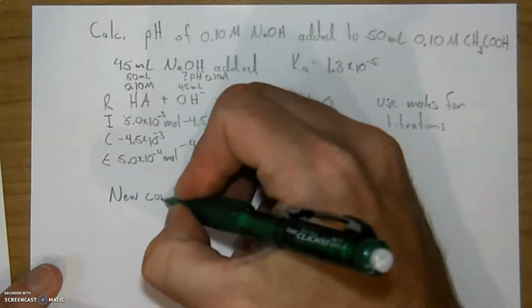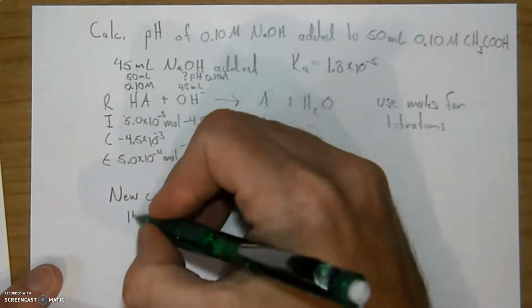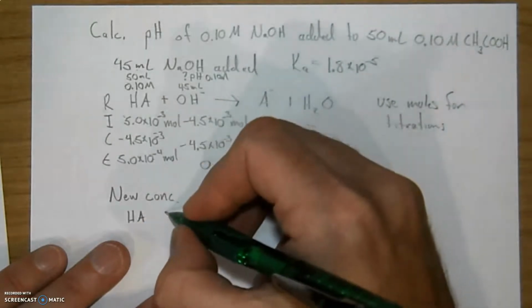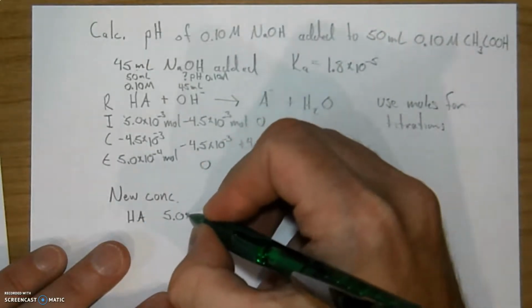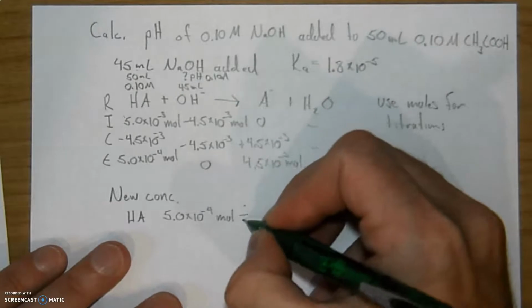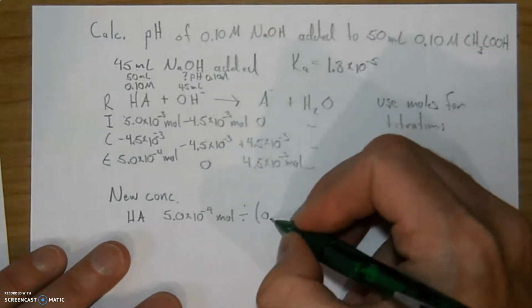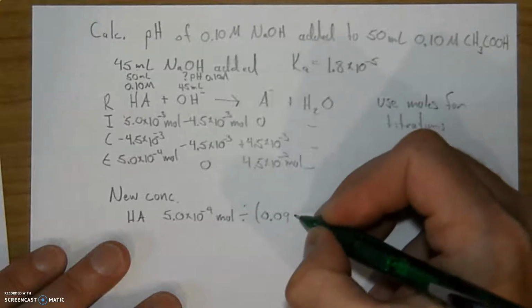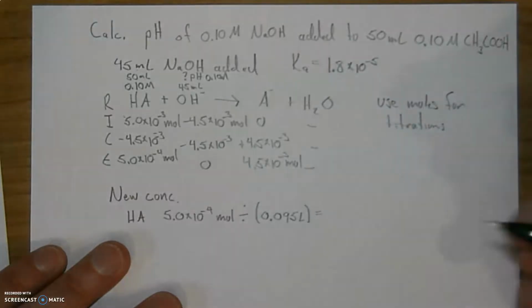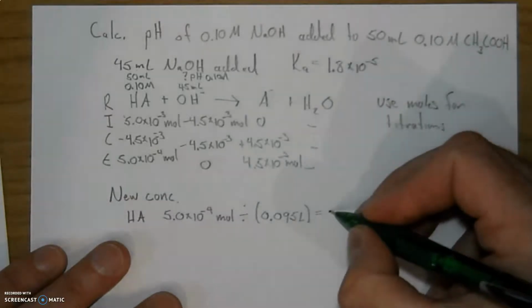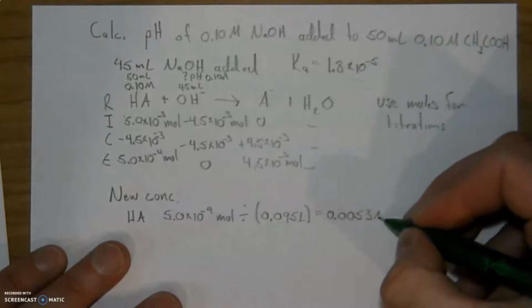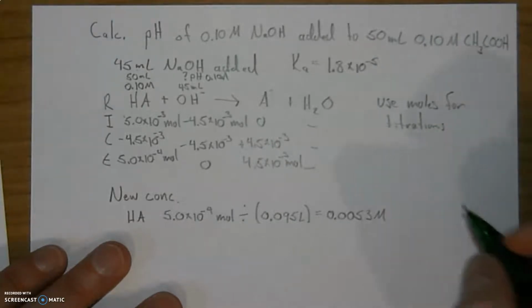So new concentrations. For the acetic acid, that is going to be this moles, so 5.0 times 10 to the -4 moles, divided by the total volume, which I'm going to write in liters, 0.095 liters, is equal to 0.0053 molarity, and that is for the acetic acid.